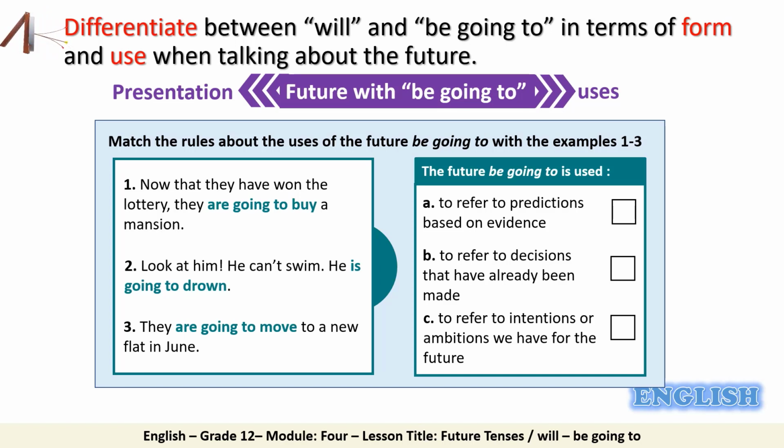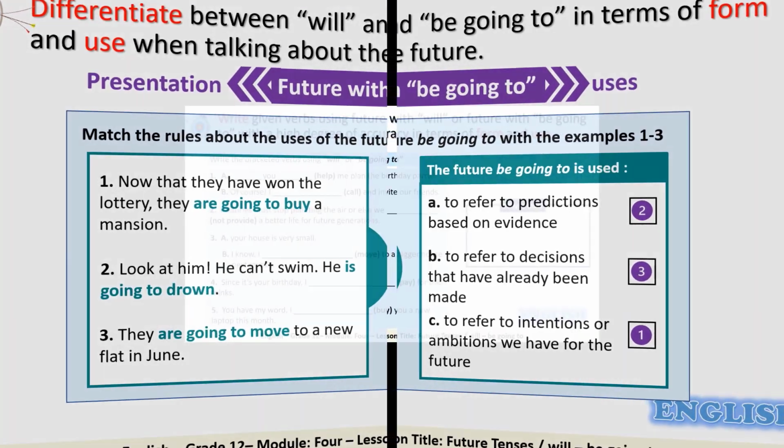Can you tell me why be going to is used in sentence 1? Very good. To show people's intentions and ambitions for the future. Then, why is it used in sentence 2? Excellent. To make predictions which are based on evidence that we can see in the present. Finally, for the last sentence, it is used to show that a decision has already been taken even before being asked about.